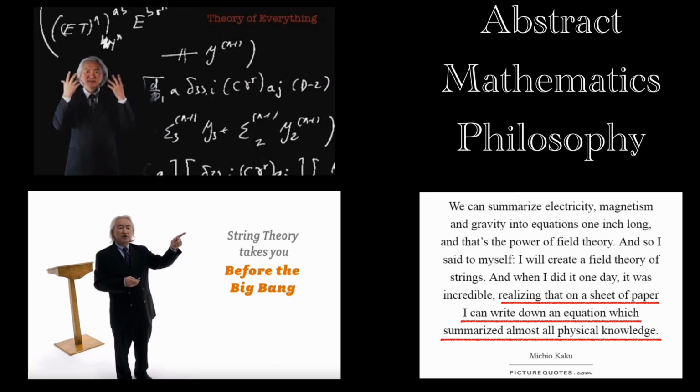And so I said to myself, I will create a field theory of strings. And when I did it one day, it was incredible. Realizing that on a sheet of paper, I can write down an equation, a keyword equation, which summarizes almost all physical knowledge. How does a person write down a mathematical equation to the physical world?